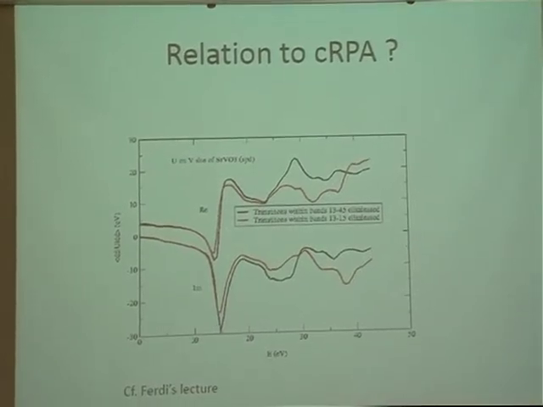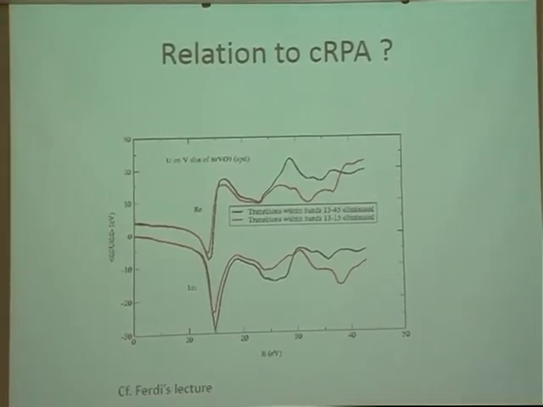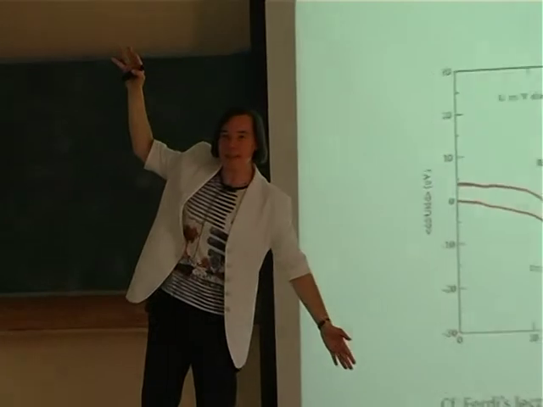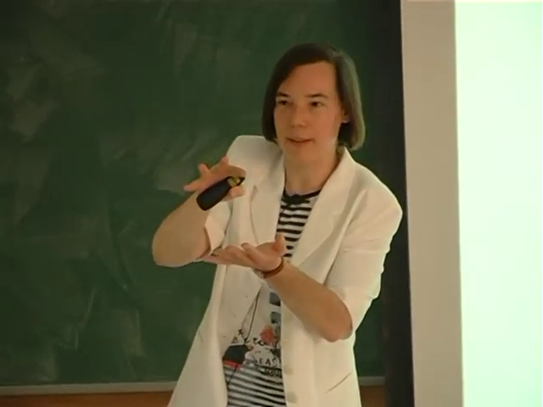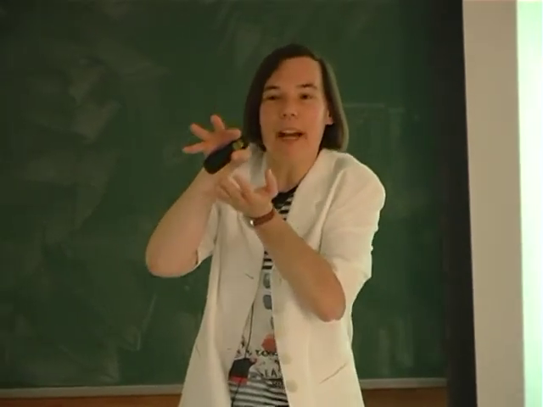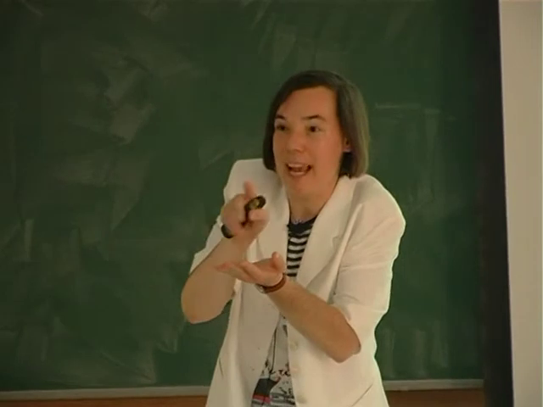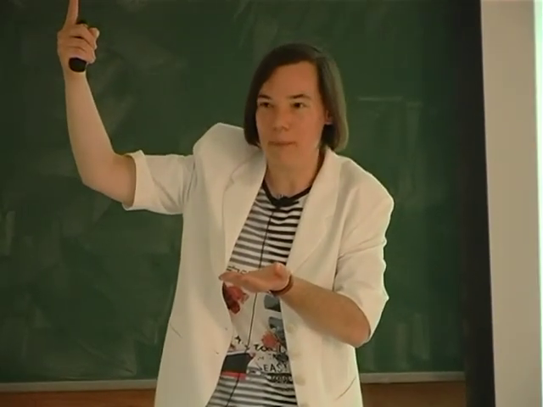So in Ferdi's case, or in the CRPA case, you were starting with a band structure living on high energy scales, and you were asking the question, can I downfold to a low energy space? Can I find an effective interaction, which is the bare interaction within that low energy space, and which is screened by everything else that I don't include anymore, right?